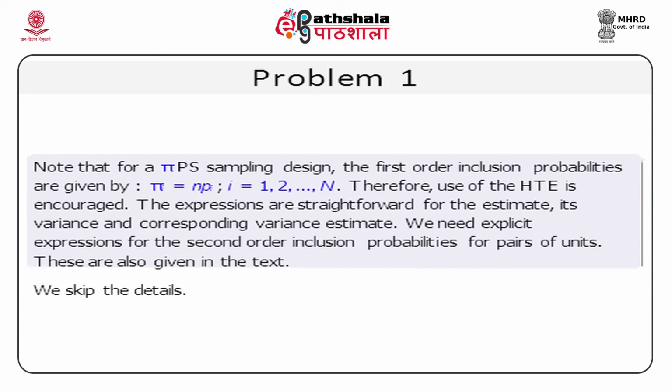For a pi-PS sampling design, the very name pi-PS suggests that pi I is proportional to p I, therefore, pi I is n times p I. The use of the Horvitz-Thompson estimator is encouraged, because you know how the pi I value is coming. All that you need to work out is pi ij, and that is straightforward. The expressions are straightforward for the estimator, variance and corresponding variance estimator. We need explicit expressions for second order inclusion probabilities as well, but these are given in the text. So, there is nothing difficult about the whole exercise here.